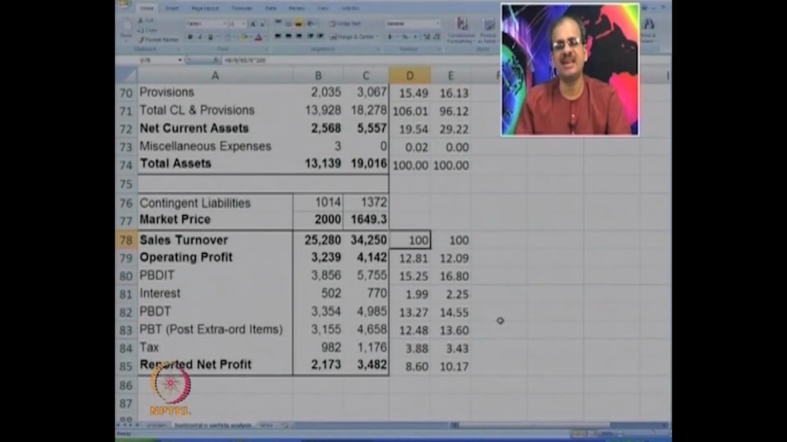So, total sales is 100%, operating profit becomes 12%. It has slightly gone down from 12.81 to 12.09. PBDIT is around 15%. PBDT, that is profit before depreciation and tax, which is also known as cash profit, has slightly increased from 13.27 to 14.55. The final net profit or reported net profit, also known as profit after tax, has increased from 8.6 to 10.17, which is a good rise. Okay. So, I hope once again now there is clarity on horizontal and vertical analysis.